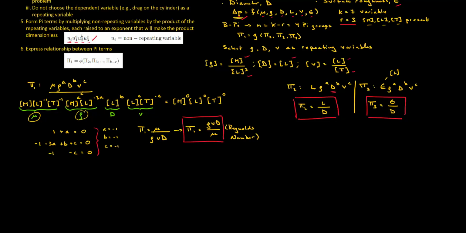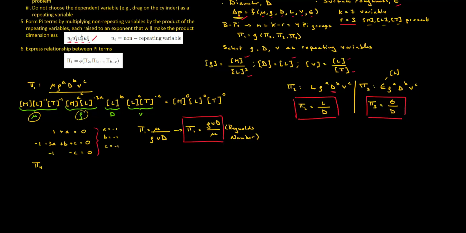But again, I would encourage you to go through the entire process. It's good practice, and confirm that a and c, these exponents for rho and v, are 0. Okay, our last step is to non-dimensionalize the dependent variable delta p.